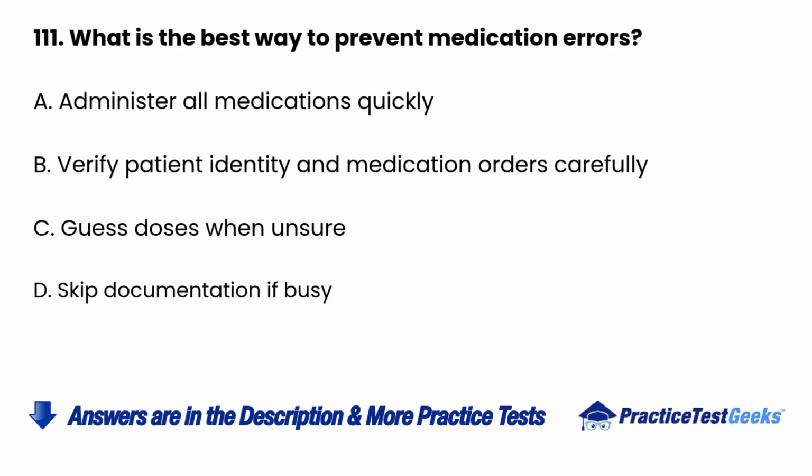111. What is the best way to prevent medication errors? A. Administer all medications quickly. B. Verify patient identity and medication orders carefully. C. Guess doses when unsure. D. Skip documentation if busy.